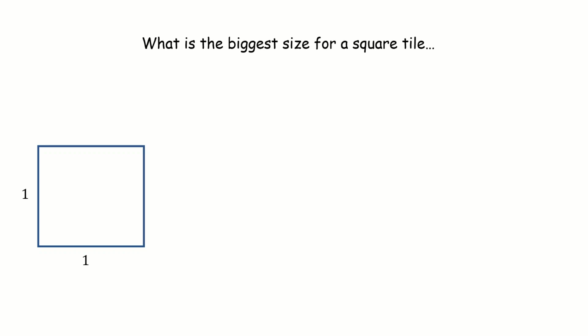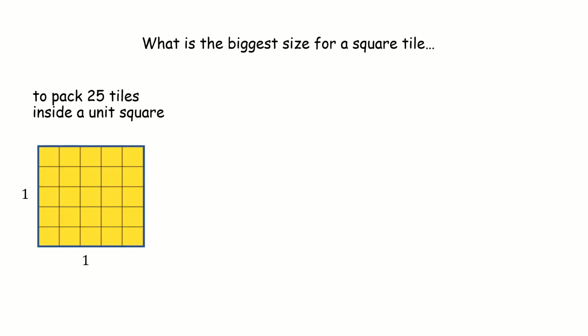Imagine you have this unit square and they ask you to put 25 square tiles inside this square. What is the biggest size for a square tile? Of course, you do this and the size is going to be 0.2. You don't have any empty space, and that is going to be the largest possible size for the 25 tiles.